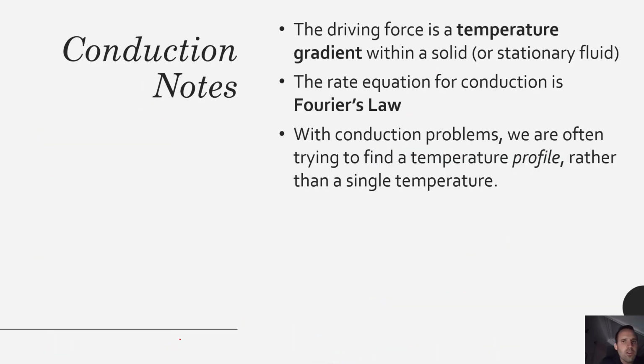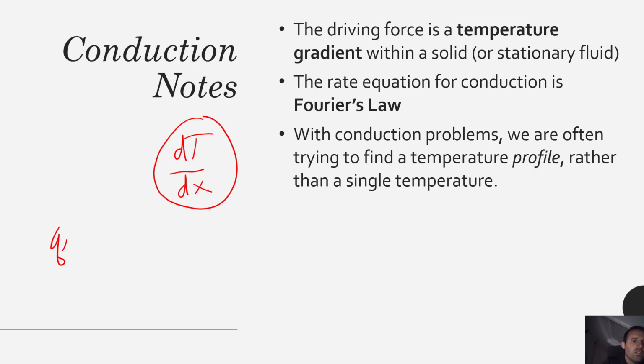Some things to remember for conduction. The driving force is a temperature gradient, dT/dx. And it's that same driving force that shows up in our rate equation, where we have q double prime. I'll get rid of the x here and put this in more general terms. q double prime is equal to minus the gradient of temperature. So this particular form is what shows up in Fourier's law. And actually, I forgot to put the thermal conductivity in there.